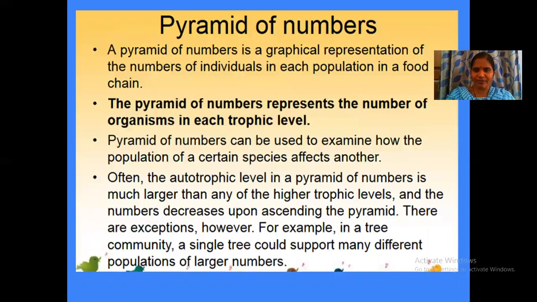Let's take the pyramid of number. Pyramid of number means we are representing simply based on the population. How many producers are there, how many herbivores are there, how many consumers, meaning secondary consumers, are there. Just simply, we are taking the population of one particular trophic level and we represent it. Again, it can be upright or inverted based on what type of ecosystem we take into consideration. It can be any type.